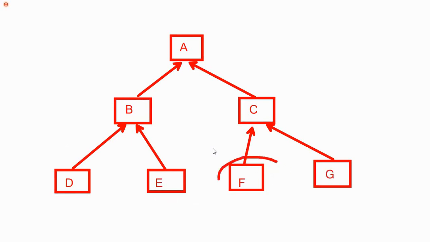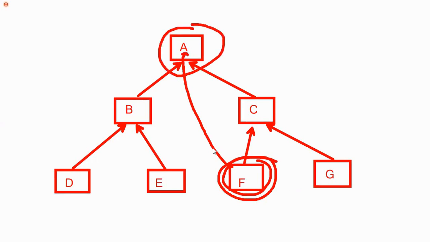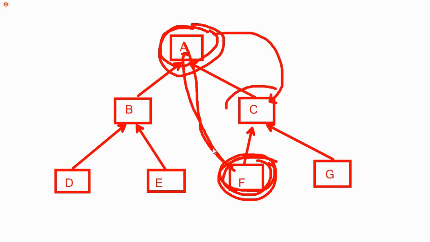F class object created, assigned to A class reference. Then that A class reference is assigned to C class reference. Valid or not valid?